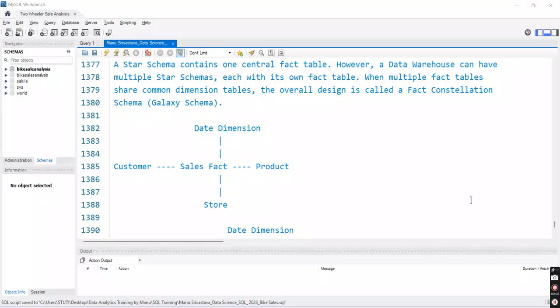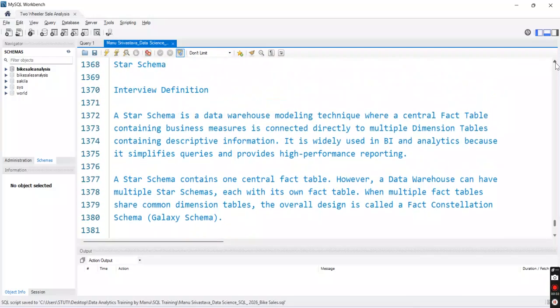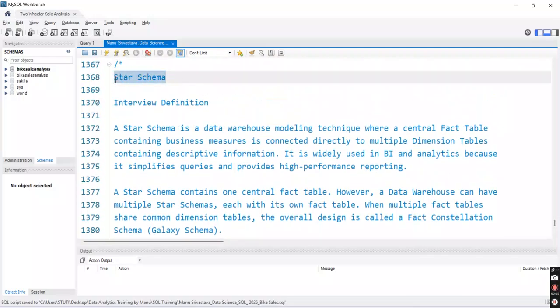So, friends, let's proceed on the schema discussions that we had last week. I wanted to carry on with this discussion. We already discussed the star schema in my previous class. So, let me proceed with the session further so that we will have a clear understanding of the different types of schemas. We have already understood what the star schema is, and let me give you an interview definition for the star schema.